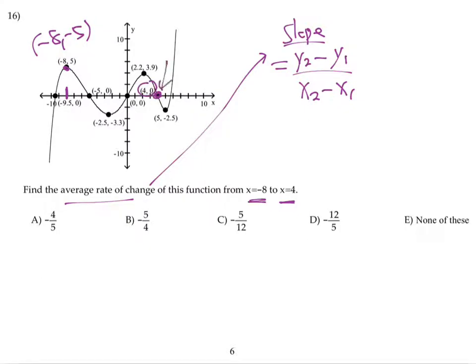This point, which is 4, 0. So those are the 2 points they're talking about. Everybody tracking with me? We're taking the point x is -8, so I found the one that has an x value of -8. And then the other one that has an x value of 4, I found that point.